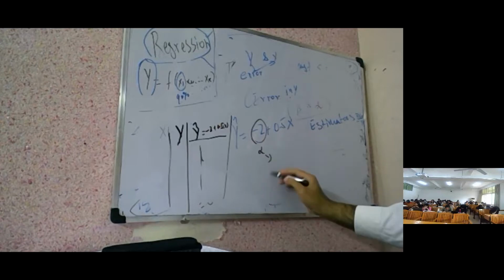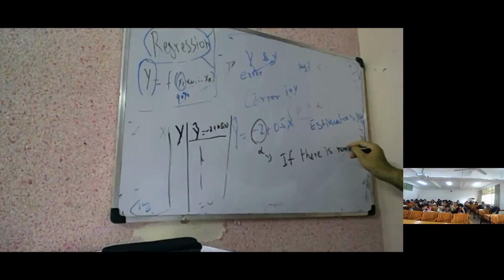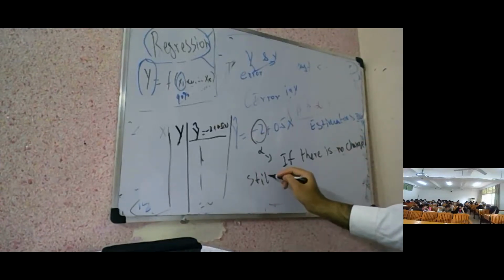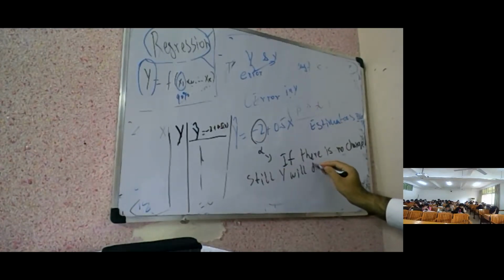Now how do we interpret alpha? Alpha means if there is no change in x, still y will decrease by 2 units, if everything is in units. So that's the interpretation of the intercept. It means there are other factors which are influencing y. That's why we need to run this regression.